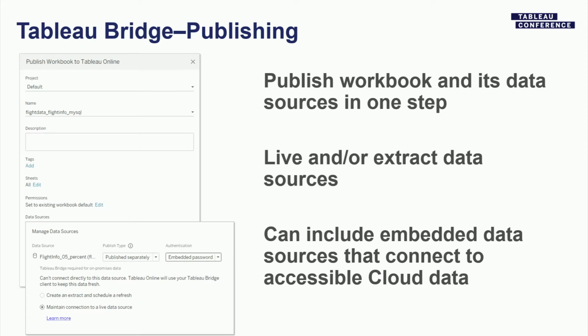What happens behind the scenes is the data source is published, it replaces the embedded data source with the published data source, and then publishes the workbook, all in one action. And if you have multiple data sources, you would see multiple options all in that same box. If you have some cloud data sources that the workbook uses, you can keep those embedded and then only publish the ones that are connecting to on-prem data.